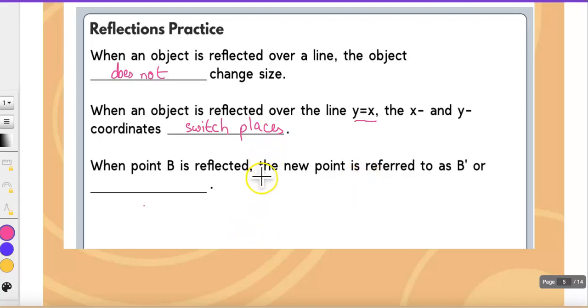When point B is reflected, the new point is referred to as... Yes, it is B prime. We just write it like this, B prime. Yeah, we have done this one. Alright, let's keep going. Okay, good job.